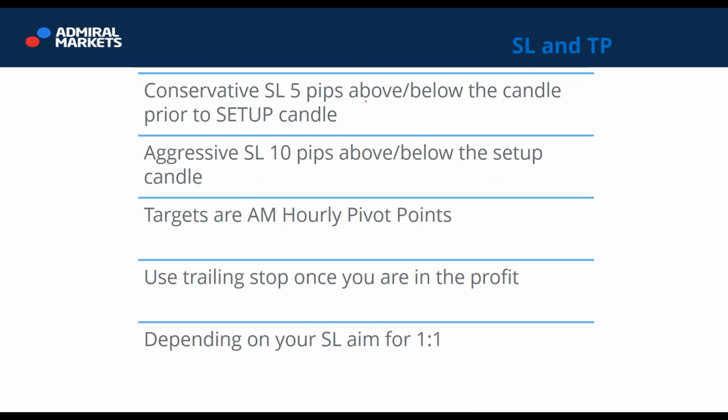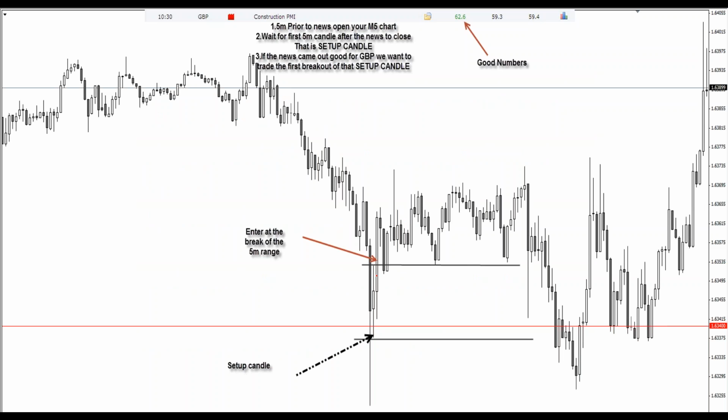Conservative stop loss 5 pips above or below the candle prior to the setup candle. Aggressive stop loss 10 pips above or below the setup candle. Okay. Targets are Almira Markets out of the pivot points. Use trailing stop once you're in profit, and depending on your stop loss, aim for 1-to-1.